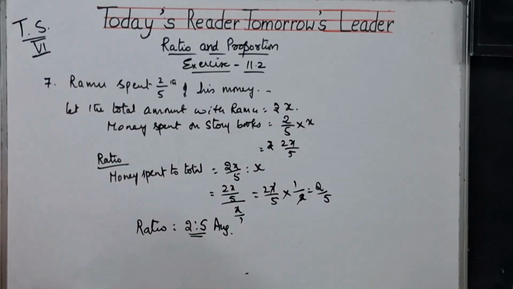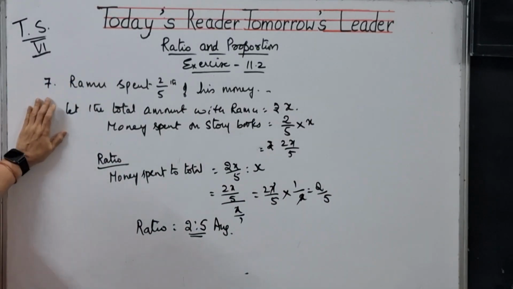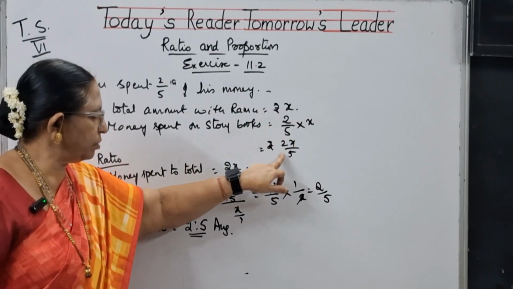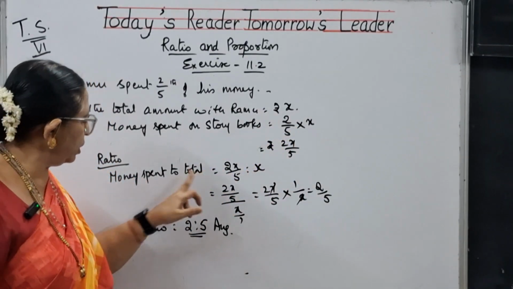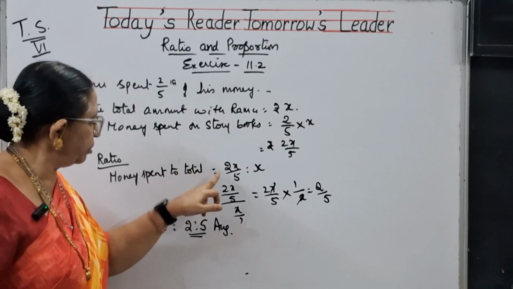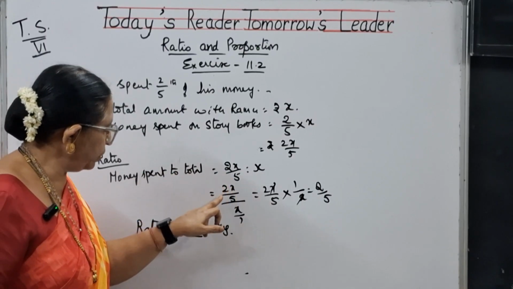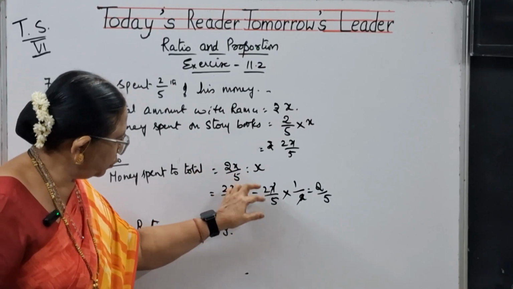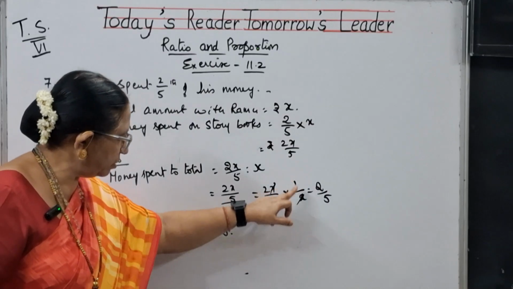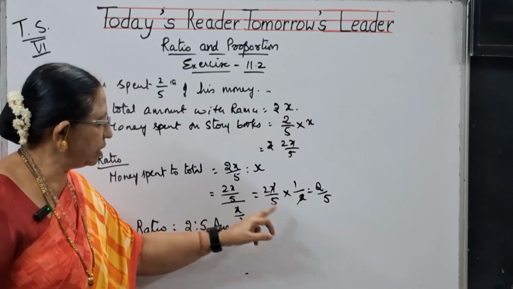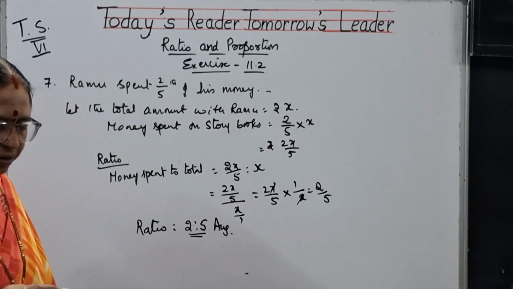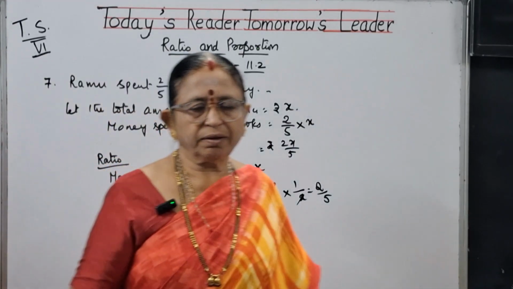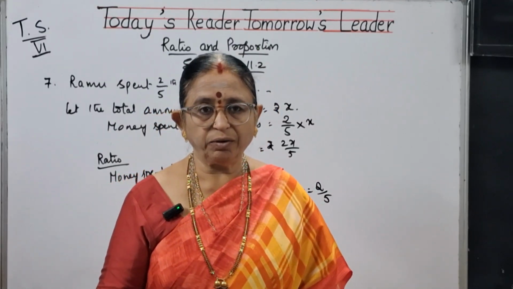Please note it down. Seventh one, total amount we are considering it as x. So 2 by 5 of x, 2 by 5 into x, 2x by 5. So the ratio is money spent to total. Money spent is this, total is this. So 2x by 5 divided by x. x means x by 1. So how will you write? Numerator 2x by 5 into division becomes multiplication 1 by x. So x and x will get cancelled. 2 by 5 we will be getting. With this, I am concluding my part. Next one, I will do it in the next part.